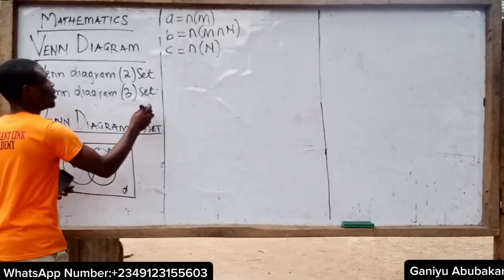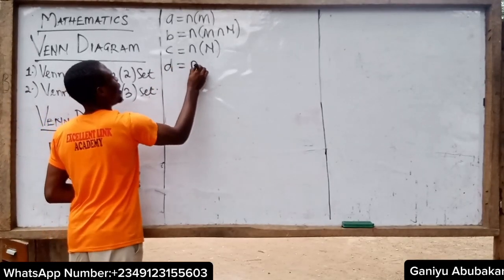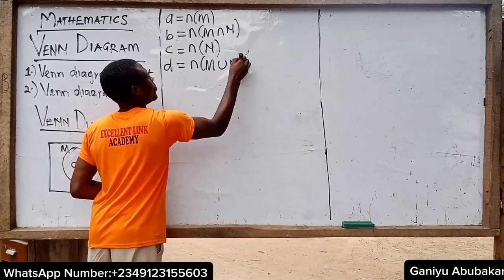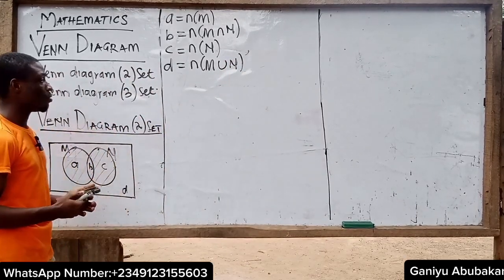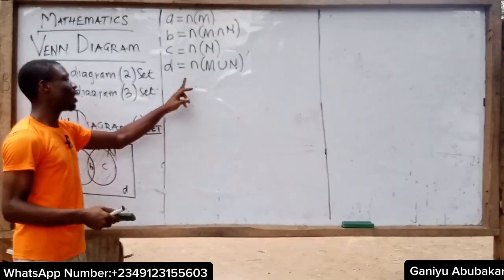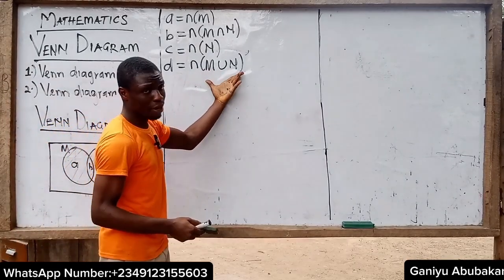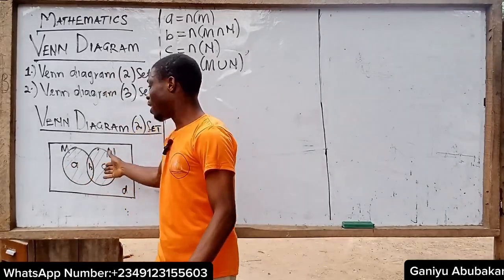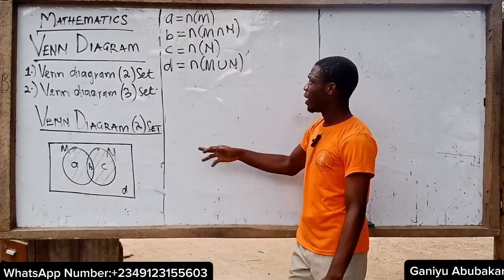And what's D? D is called N of M union N prime. Awesome. So it becomes the expression for D. So D becomes N of M union N prime. So there are 4 spaces. We said space A, space B, and C and D.